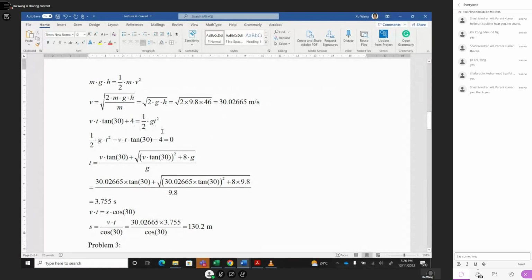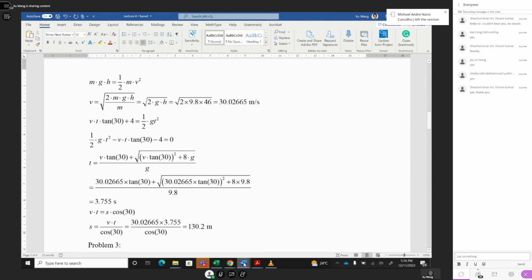Then you organize this equation, and it becomes t squared, t, and constant terms: this a, this b, and this c. To solve this equation, we learned before, t equals minus b plus or minus the square root of b squared minus 4ac, over 2a. We learned this formula in middle school, high school, right? So you calculate and t should be equal to 3.755 seconds.